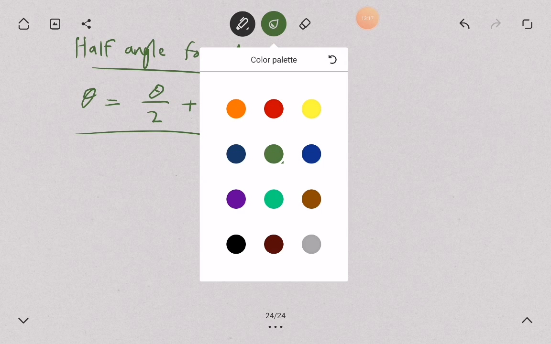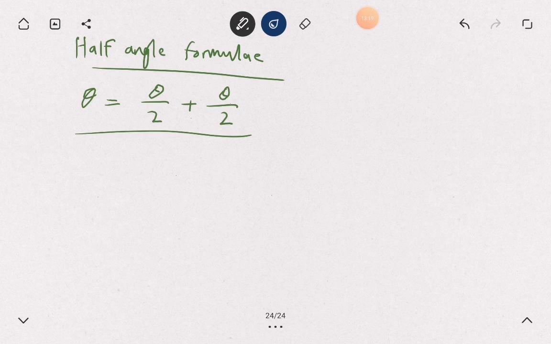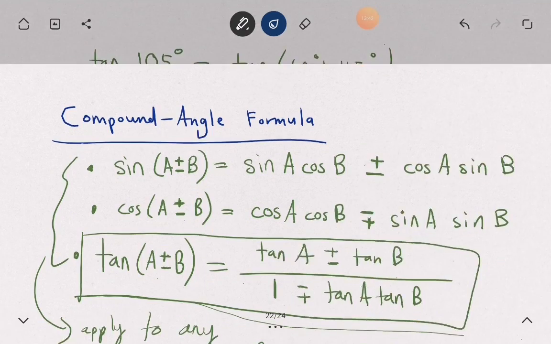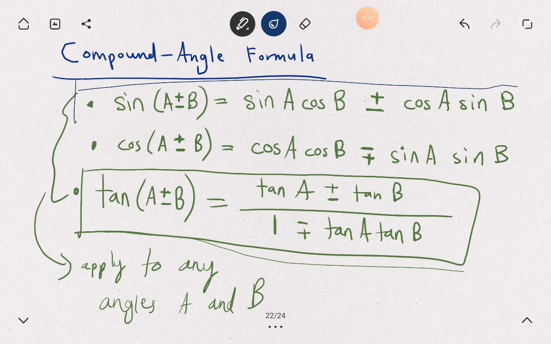And then sine theta we can write as sine of theta over 2 plus theta over 2. So this is sine theta over 2 cos theta over 2 plus cos theta over 2 sine theta over 2. This is from our formula here. Okay, cool.